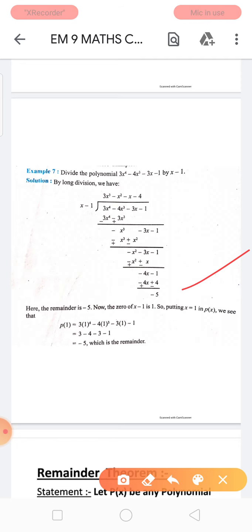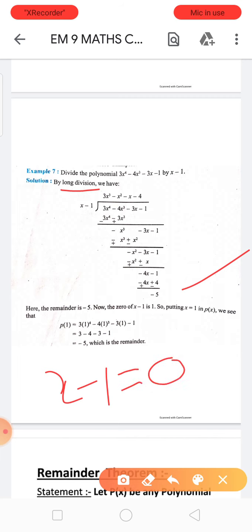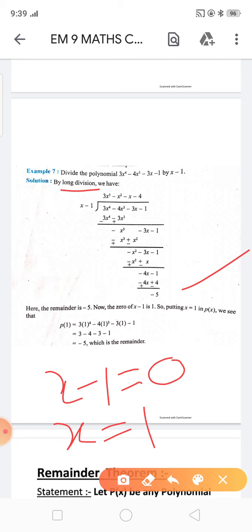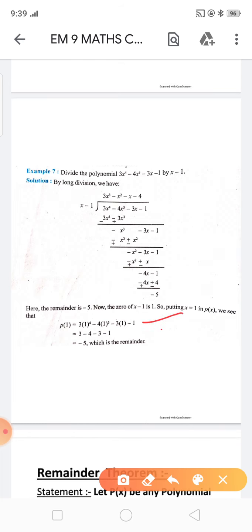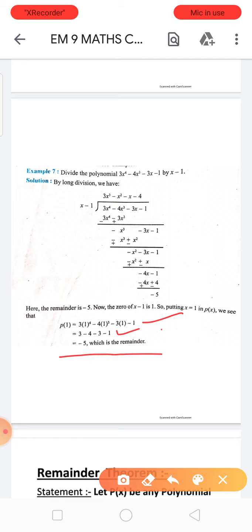Now we have to check that our remainder is correct, because this is the long division method. First we find the zero of our divisor x minus 1. For that we equate x minus 1 to 0 and we get the value of x, then substitute it in our polynomial, our dividend. So we get our polynomial p of 1, because the value of x is 1. Substituting x equal to 1 in our polynomial, we get 3 times 1 raised to 4 minus 4 times 1 cubed minus 3 times 1 minus 1. Simplifying this step, lastly we get our remainder, minus 5. So it is correct for the checking.